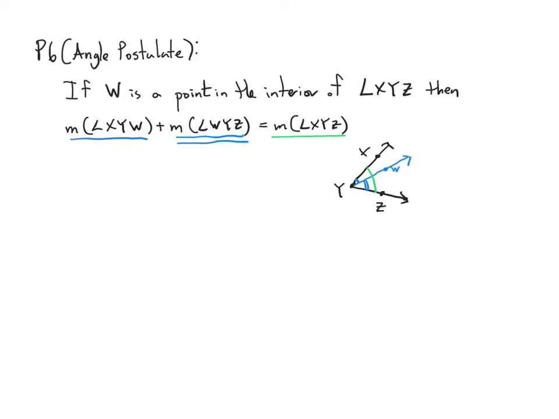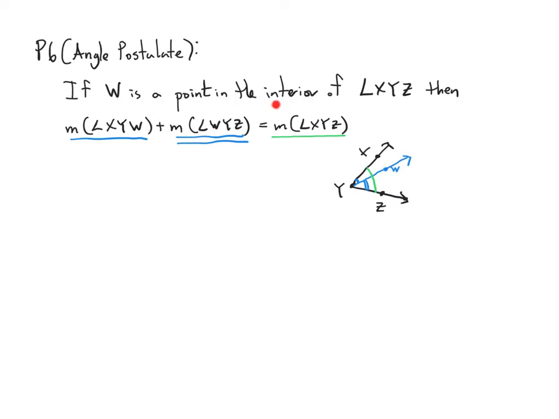This section is going to be about angles. In order to talk about angles, if you think about it, our 5 previous postulates had nothing to do with angles. So we need a postulate to say how angles play together. And this is called the angle postulate, or postulate 6.